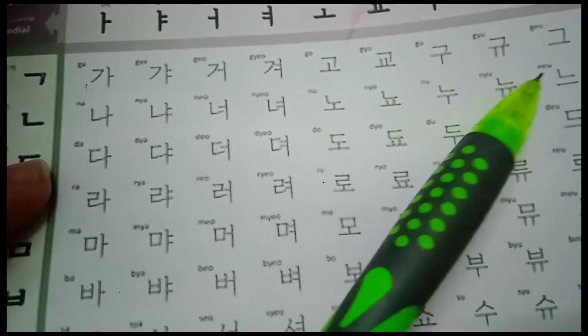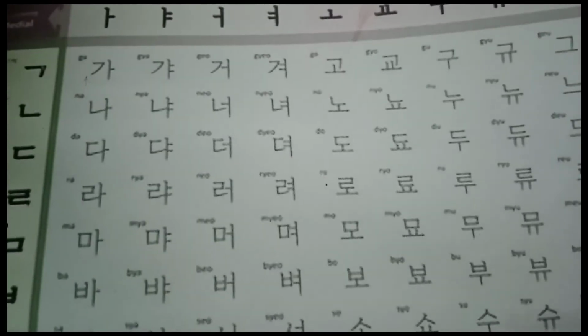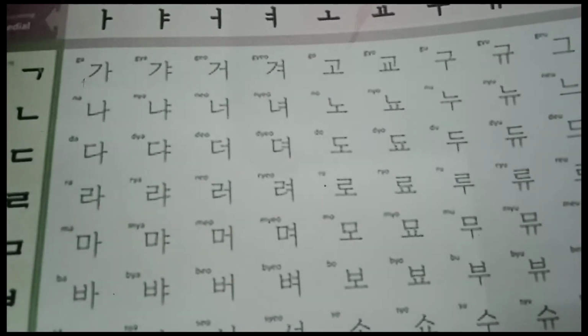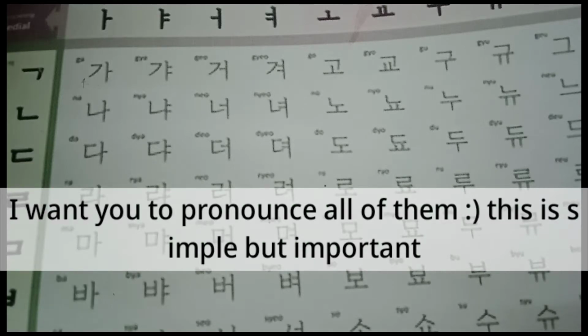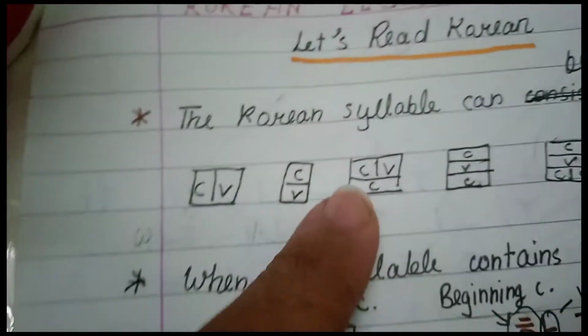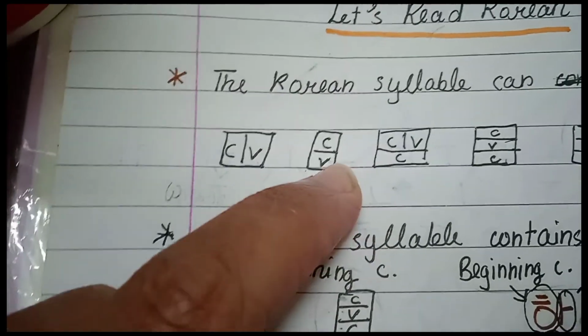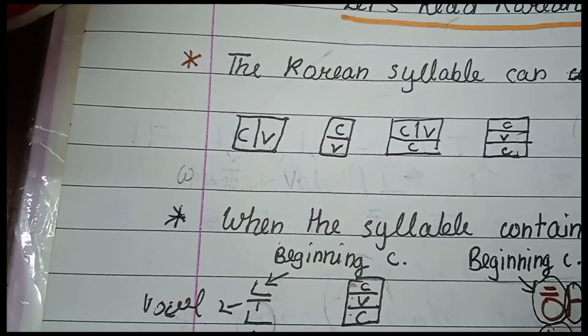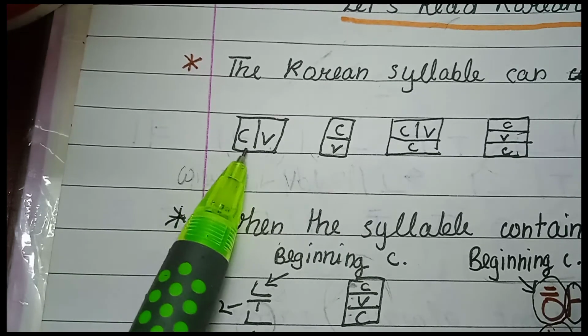Digeut plus a, da. Rieul plus a, that would be ra. Ra, not la, ra. Rieul may be a little confusing for you, and there is siot, which also has a little confusion, so we will do that now. In these basic syllables also there are some changes because of rieul. So we will do that.